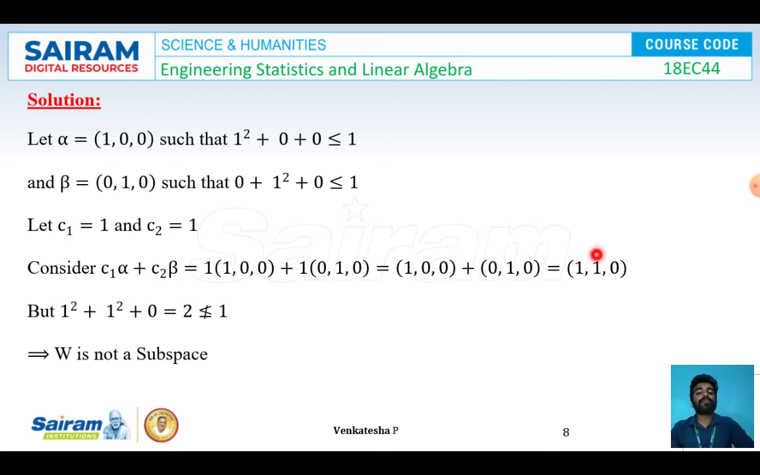So now this point I am going to represent like this. So I'll be getting 1² plus 1² plus 0, which will be equal to 2, which is not less than or equal to 1. So hence we can say that W is not a subspace.